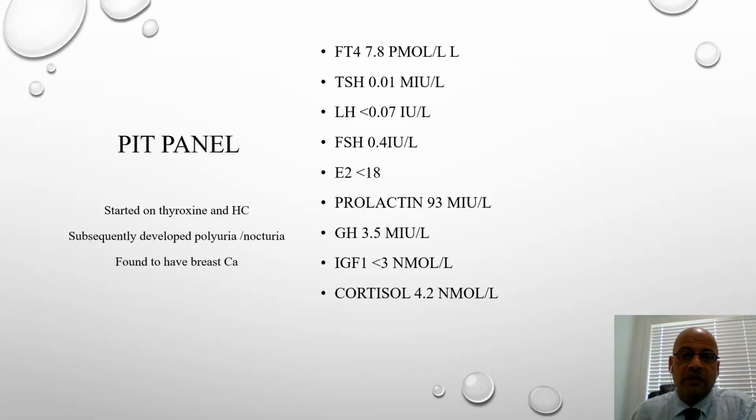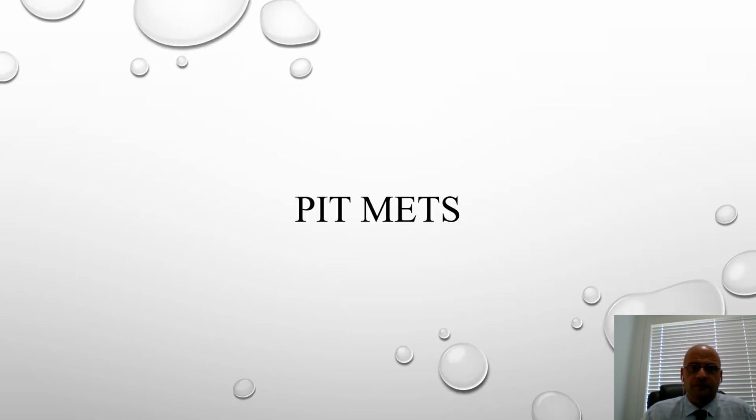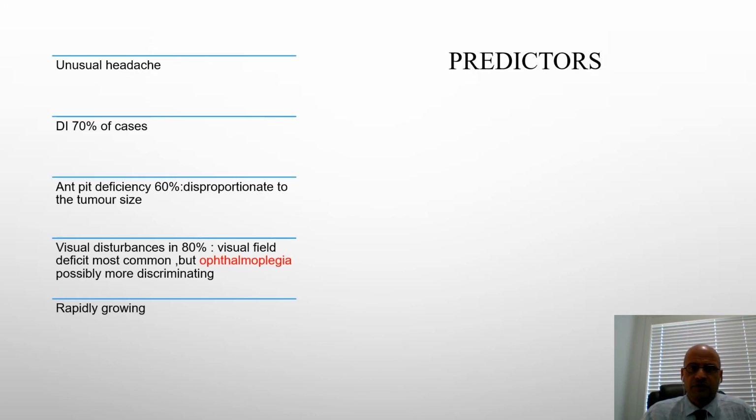So the panel again came back with hypogonadism, with low LH and low E2, and IGF-1 was low, cortisol was very low, and she was started on hormone replacement therapy. Again, as you would expect, once you give the hydrocortisone, they develop DI if they haven't had DI initially. And she developed visual field loss very quickly afterward, as you would expect with a rapidly growing tumor. So from there, I'll take you to the issue of interest, pituitary metastasis.